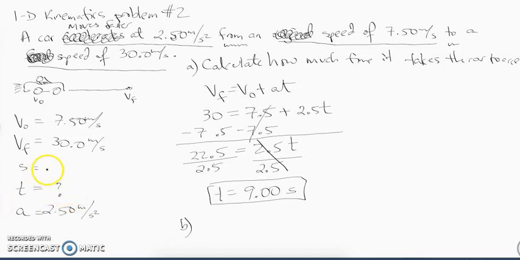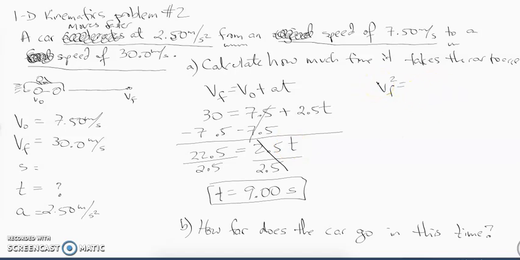Now that we have the time, let's get the distance. How far does the car go in this time? Now that we have the time, we can use it if we want to. We can also use the equation that doesn't have the time. You can use any equation that you want that includes s in the equation.